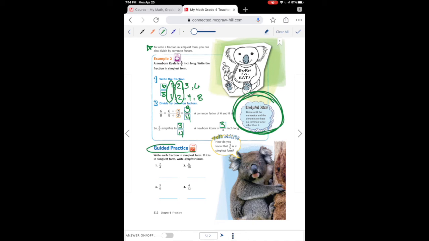And let's jump down here to guided practice. Write each fraction in its simplest form. If it is in its simplest form, write simplest form.